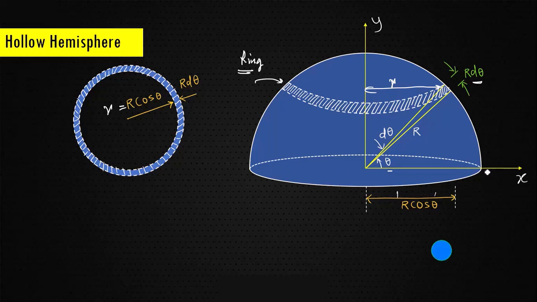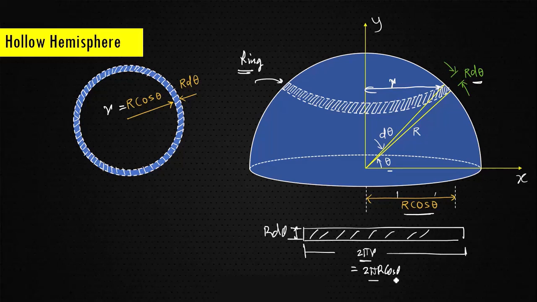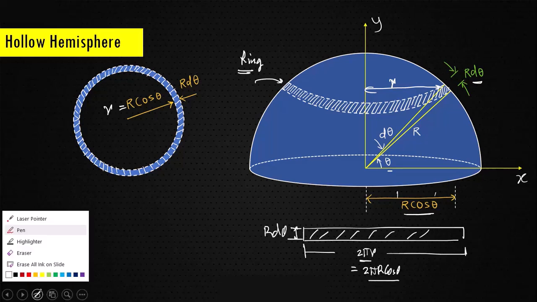What is the total length of the ring? If I cut the ring and make it horizontal, this becomes 2 pi small r. And this width is not dr, it should be capital R d theta. Small r is R cos theta, so I can simply write it as 2 pi capital R cos theta. So what is this area? That area equals 2 pi capital R cos theta multiplied by R d theta.